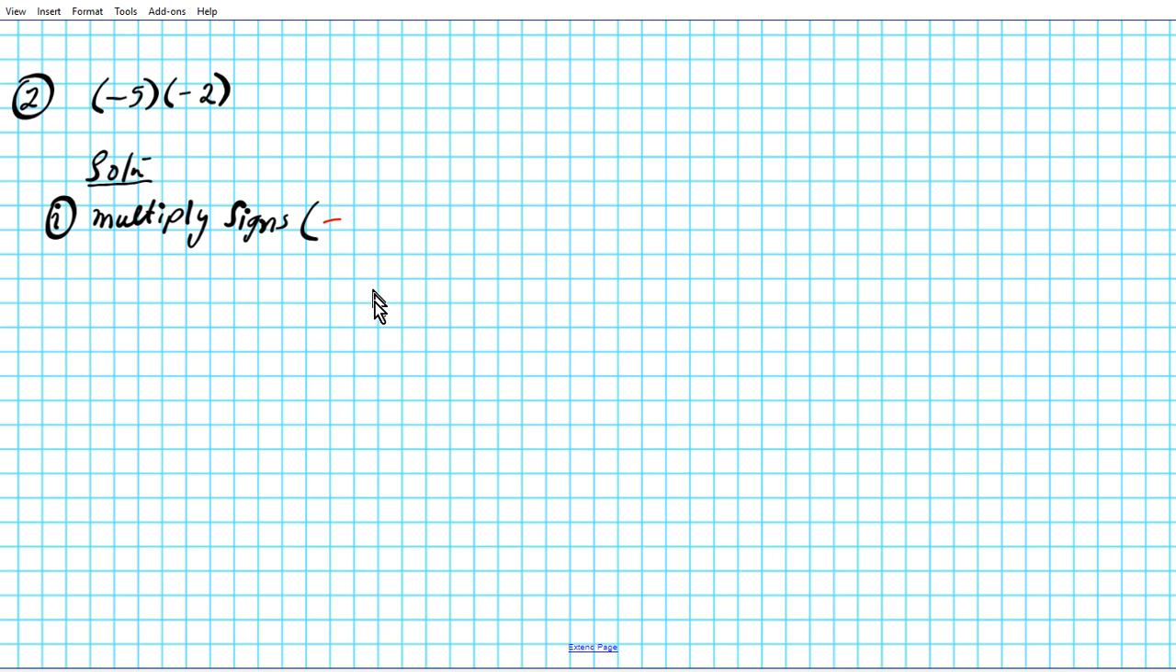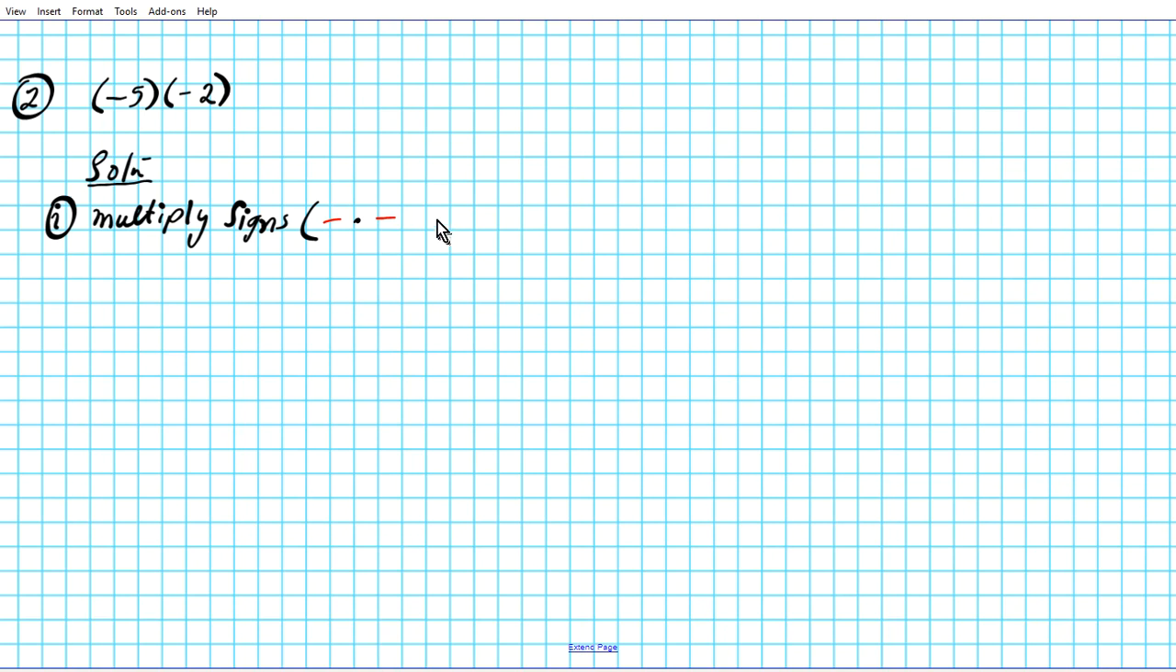Okay, let's take a look at problem 2. Now, what if we are dealing with a product this time? What if we have -5 times -2? I'm going to follow the same procedure. Okay? Alright, let's break it up. Let's do the sign first. So in this particular case, we are multiplying the signs. When we multiply the signs, we're looking at minus times minus.